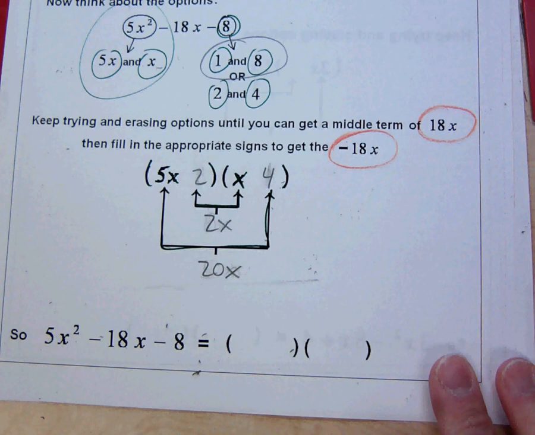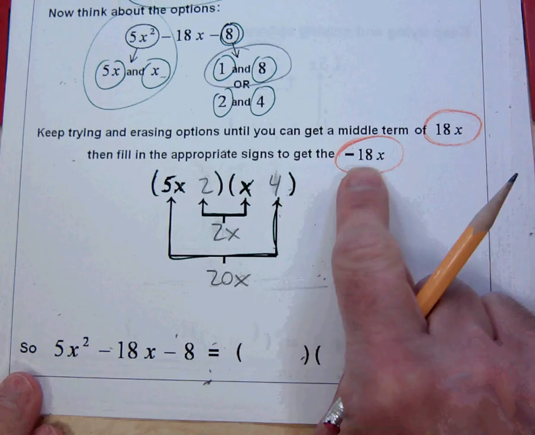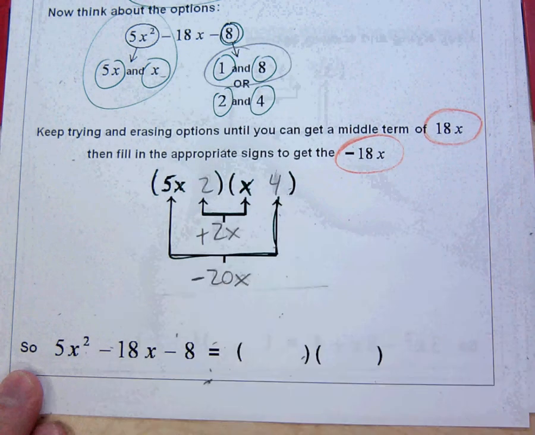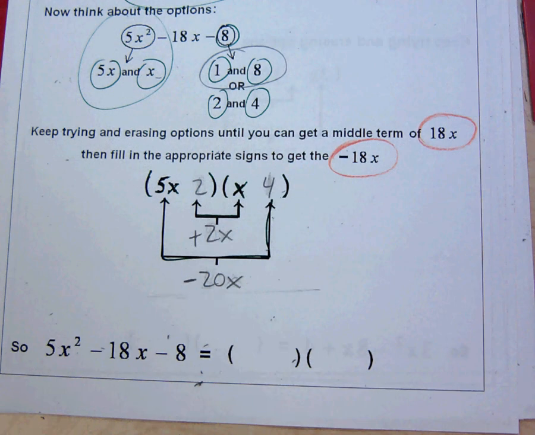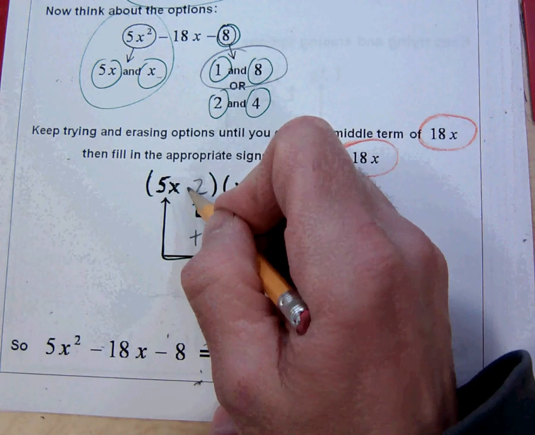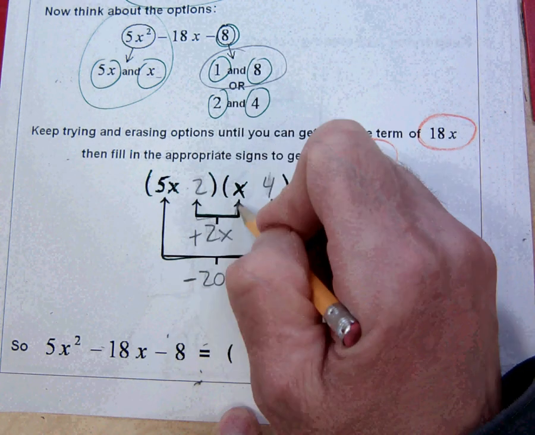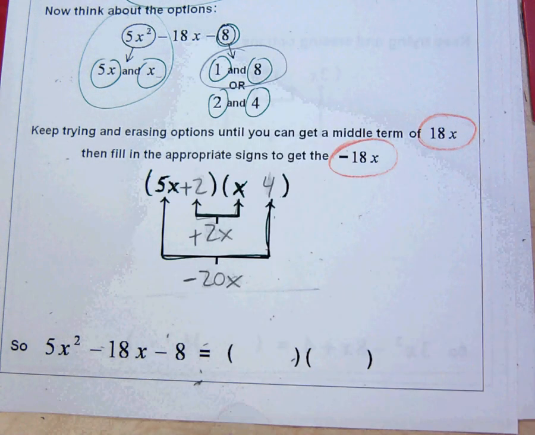Are you with me? However, I need a minus 18x. So doesn't this have to be a minus and that to be a plus for those to add up to a minus 18x? All right. And now wait a minute. What's the only way that these two are going to give you a plus 2x? With a plus there. Agreed? I need to put a plus there.